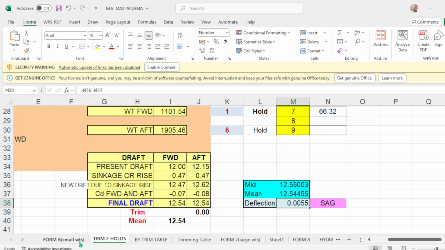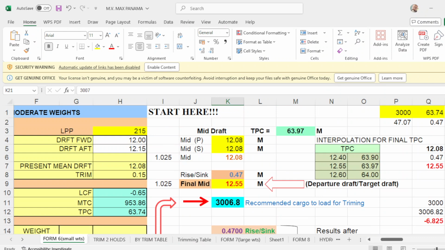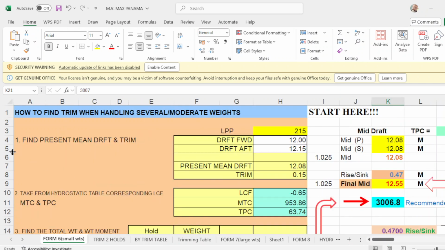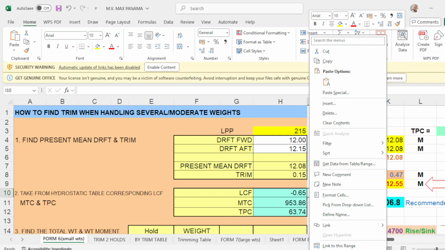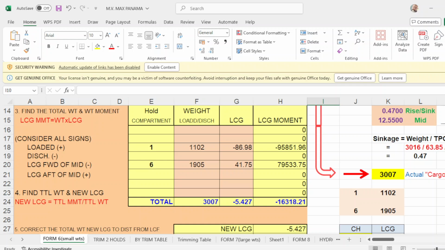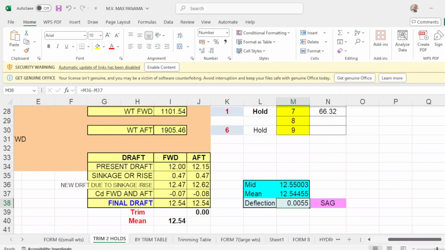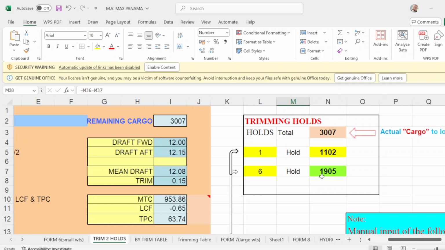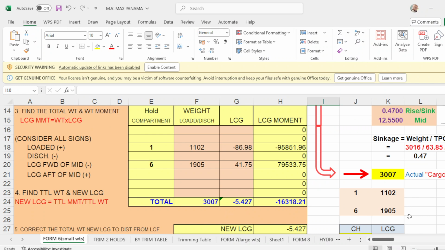Okay, now we go back to form 6, which is how to find trim when handling several moderate weights. Scroll down and take note of the figure of holds 1 and 6. Hold number 1 should load 1102 and 6 is 1905, which is this one. Okay. Number 1 is 1102, number 6 is 1905, which is this one.